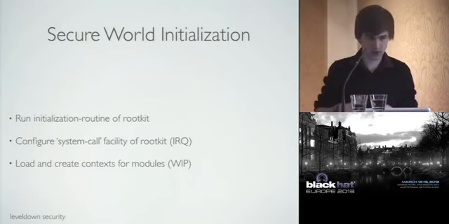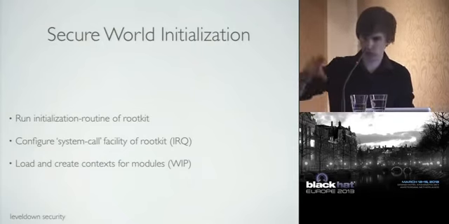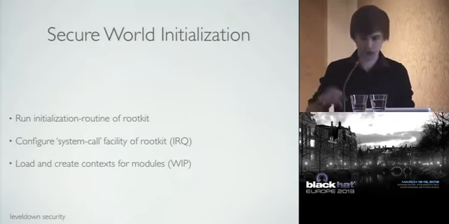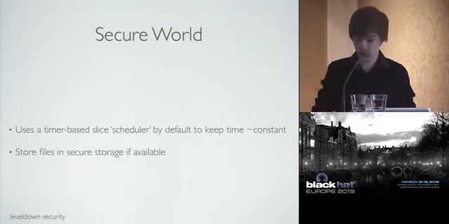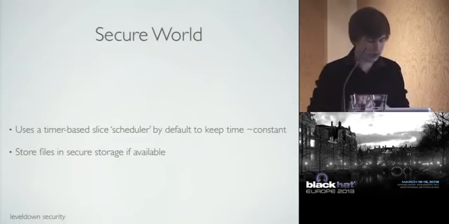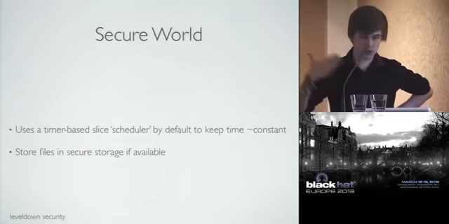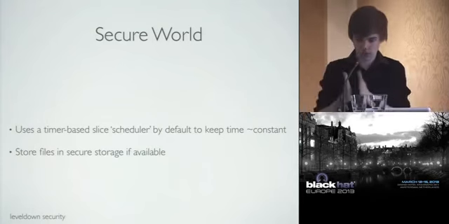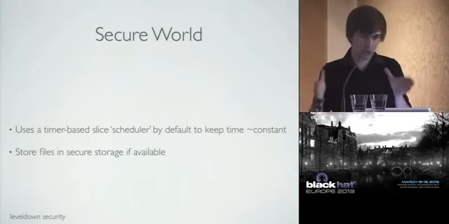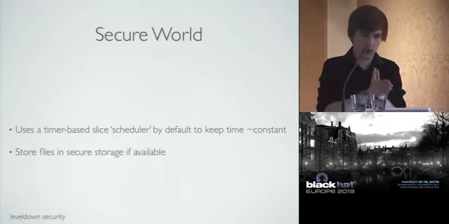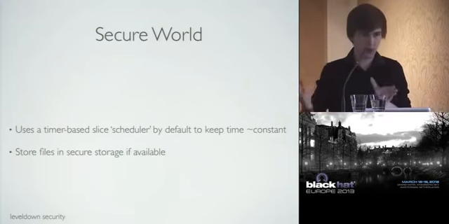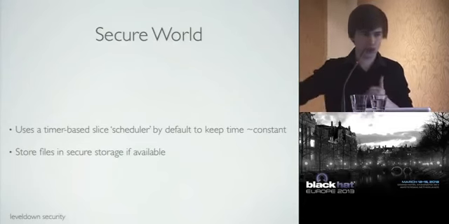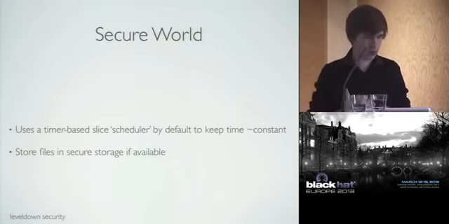And yeah, currently work in progress is that the modules of the rootkit run in a separate environment, in a user privileged mode, but maybe in the future. Also, I decided to use a timer-based slice scheduler. So basically, by default, the execution of the rootkit is always constant time. It always gets, let's say, 2 milliseconds of time, and after that it gets back into the monitor mode to have this constant latency so that people won't suspect anything.